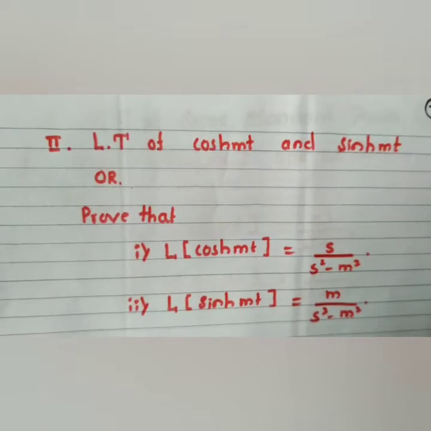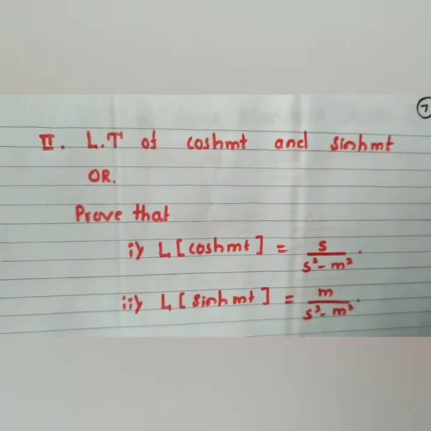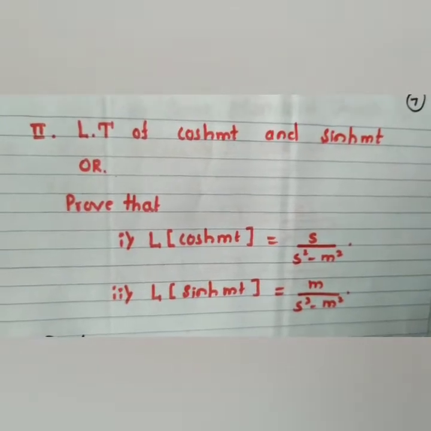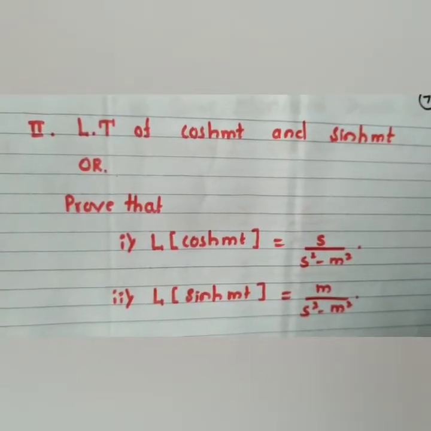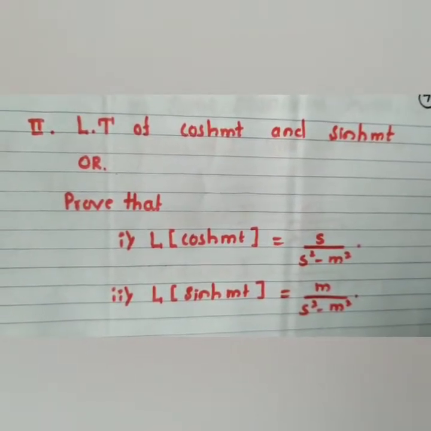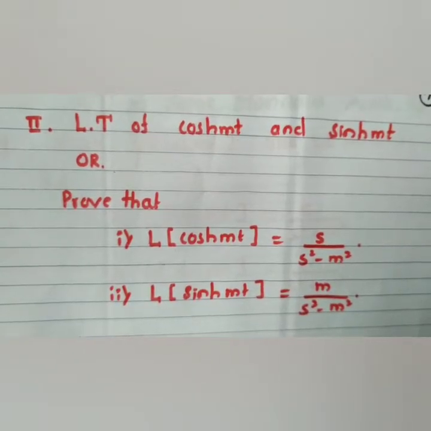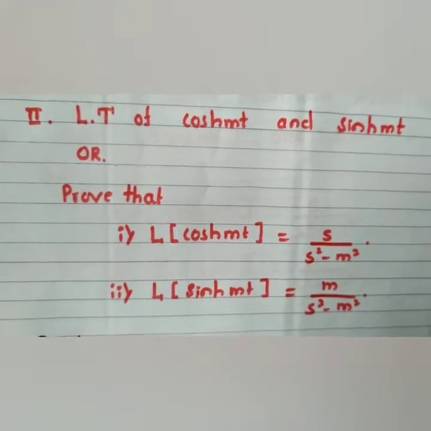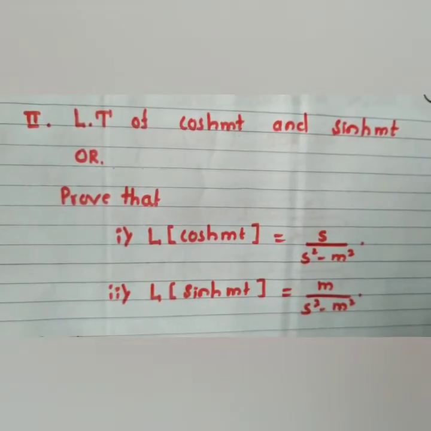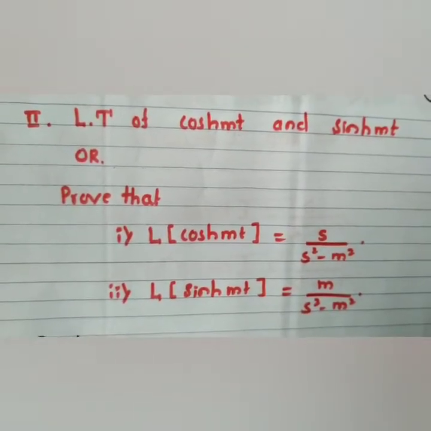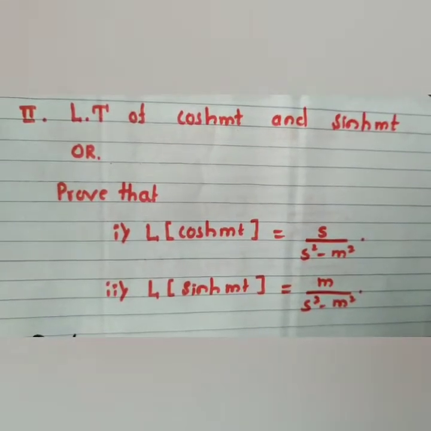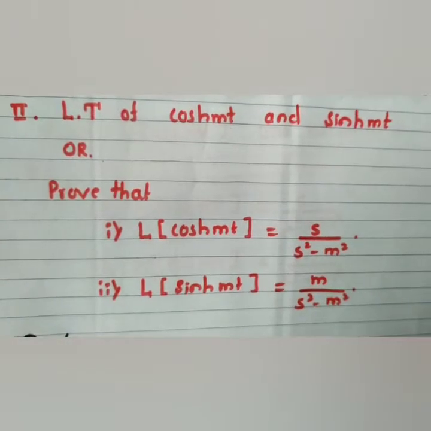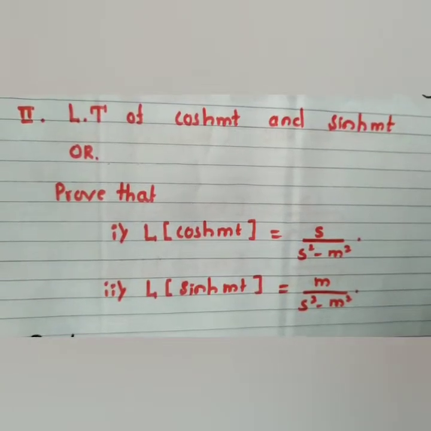What to be written in the heading? Look at this one: Laplace transform of cos hyperbolic mt and sin hyperbolic mt. In other words, to write the question as: prove that L of cos hyperbolic mt is s by s square minus m square, and L of sin hyperbolic mt is m by s square minus m square.